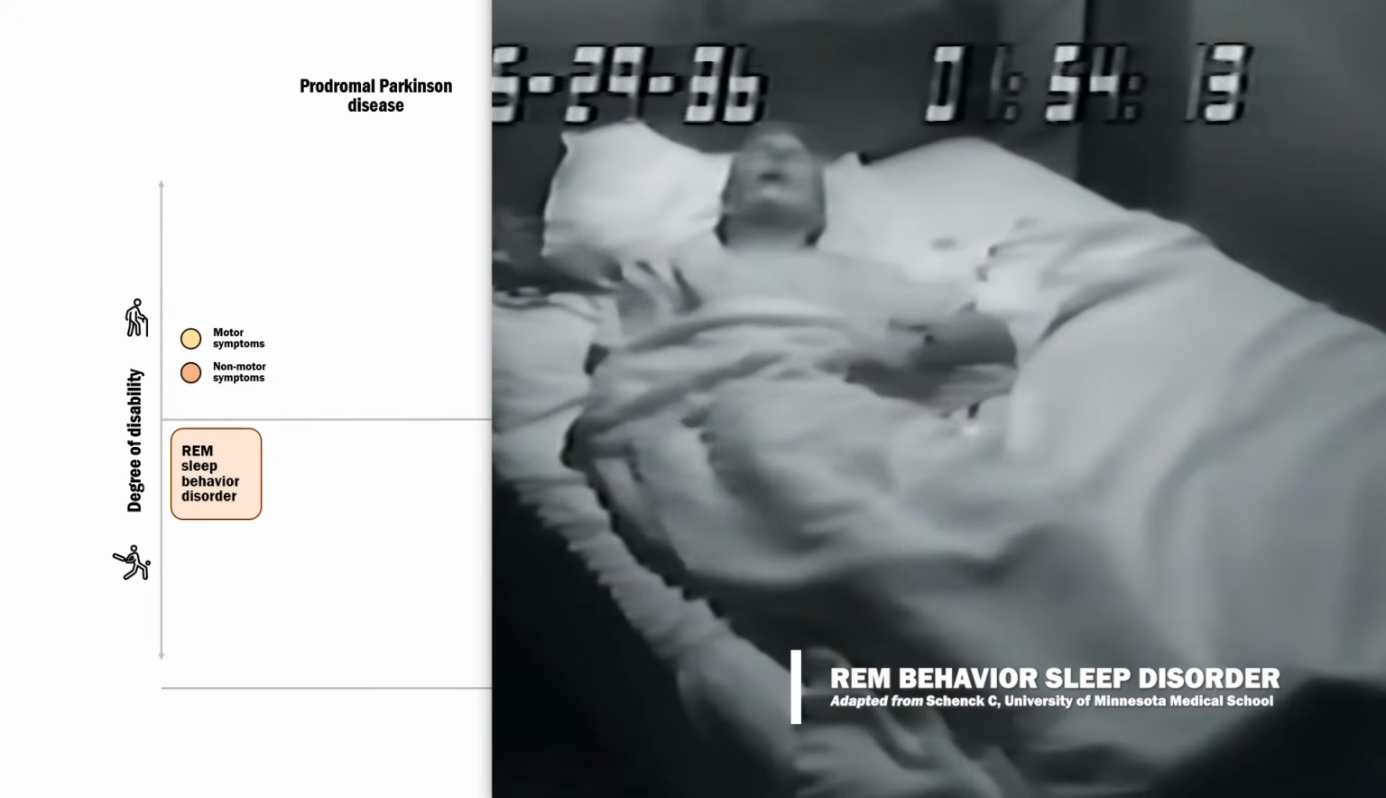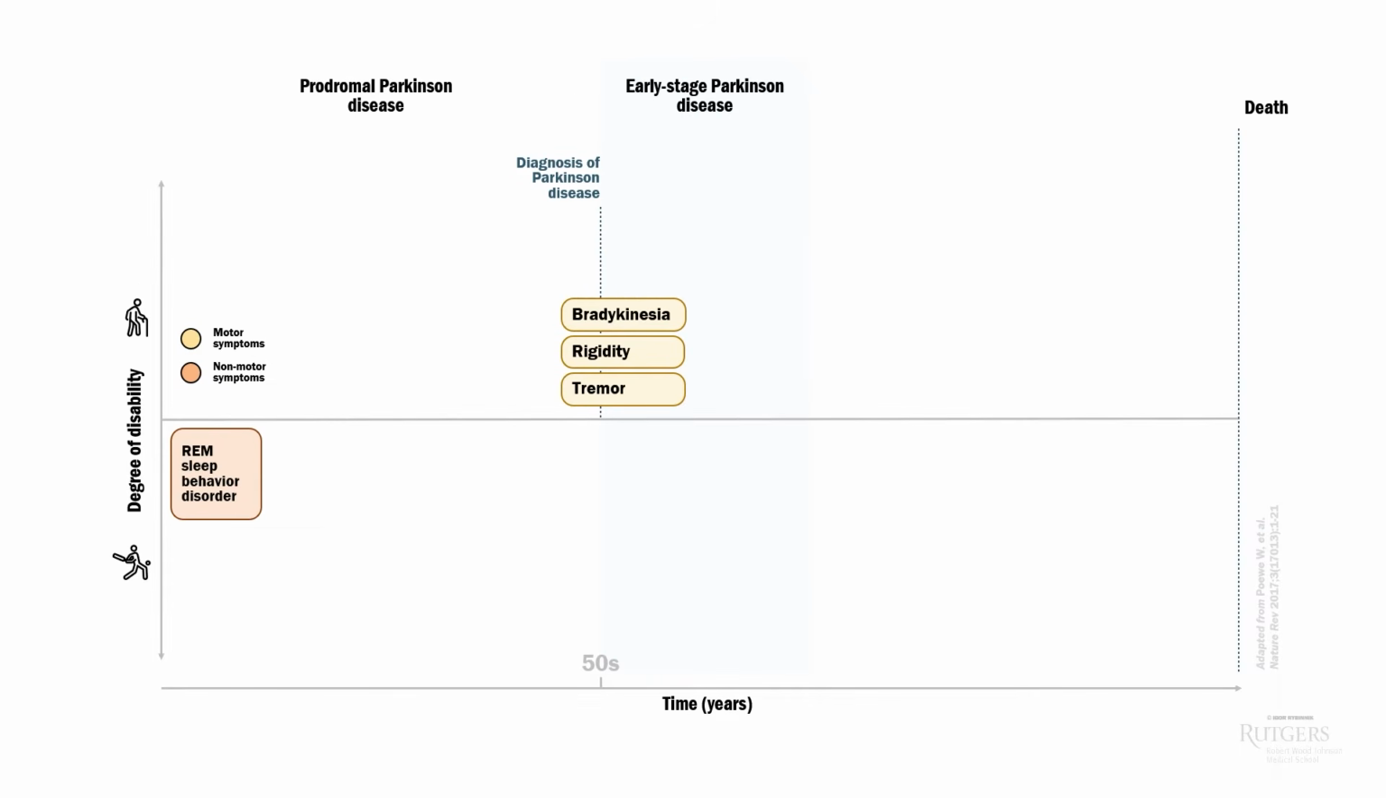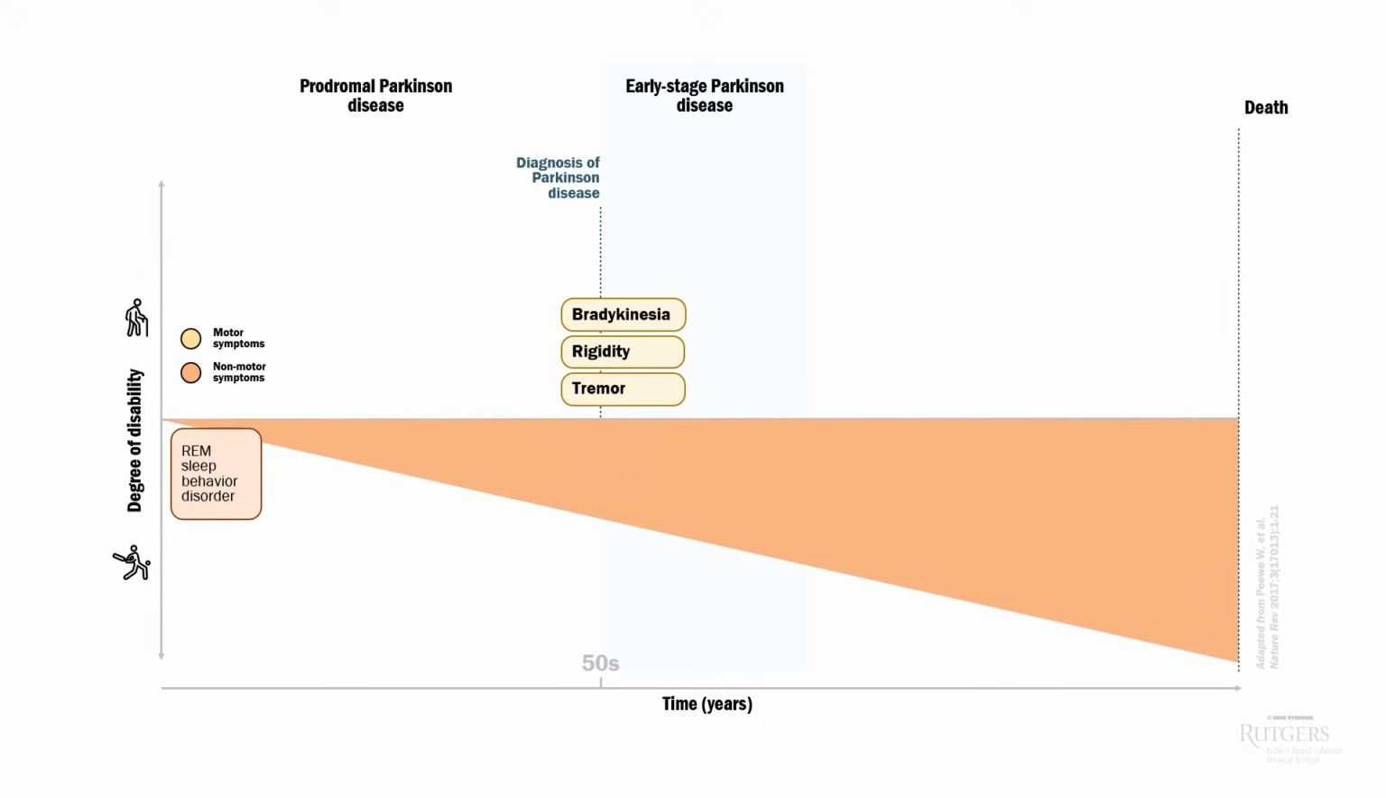Up to 4 out of 5 patients with Parkinson's have REM behavior sleep disorder. And most patients with REM behavior sleep disorder eventually develop a neurodegenerative condition like Parkinsonism, often years after the onset of the sleep disorder. So REM behavior sleep disorder is an important prodromal symptom. Non-motor symptoms progress over time. Mood disorders like depression and anxiety are reported by half the patients, but not specific to Parkinson's.